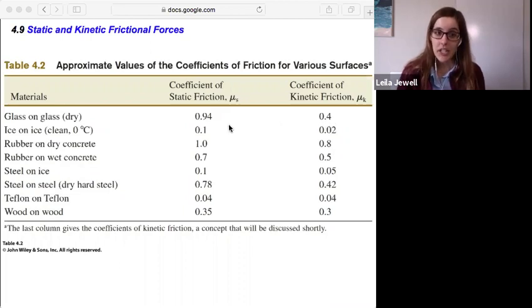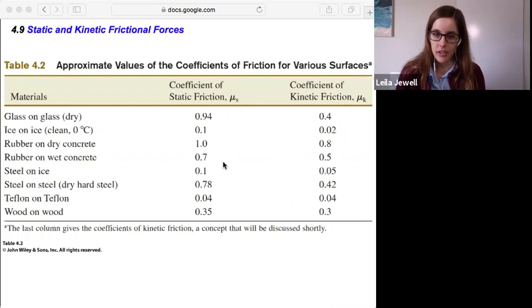Right? We could have ice on ice. That's roughly frictionless, right? Well, it's much less friction. Static friction's coefficient is 0.1. The coefficient of kinetic friction, 0.02. So that's pretty remarkable. There's very little kinetic friction when you have ice on ice.